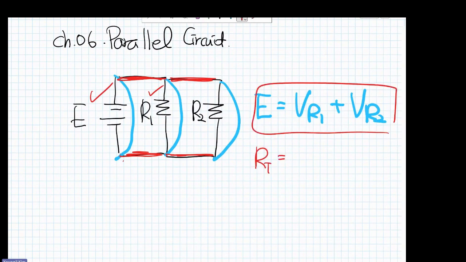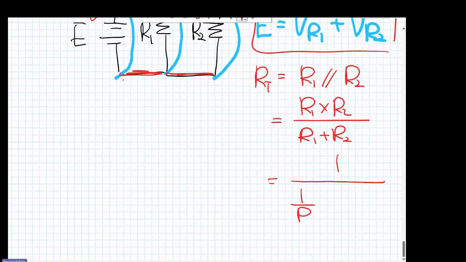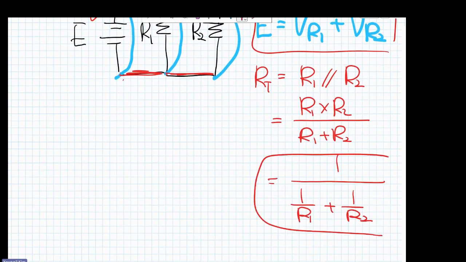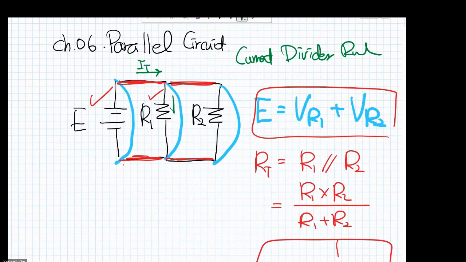And the total resistance is R sub 1 parallel R sub 2, which is R sub 1 times R sub 2 over R sub 1 plus R sub 2, or 1 over the sum of 1 over R sub 1 plus 1 over R sub 2. And then in here, the current divider rule, very important. A lot of students make mistakes here. In the current divider rule, the I sub t is I sub R sub 1 and I sub R sub 2, at the junction.